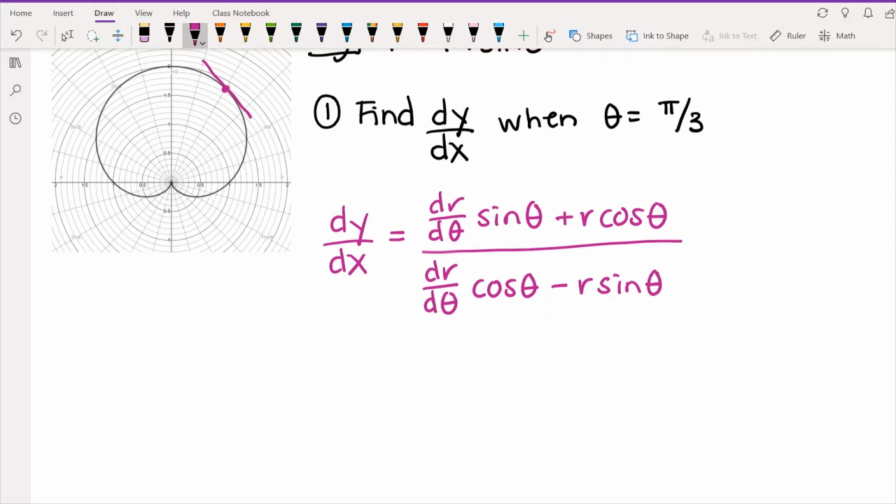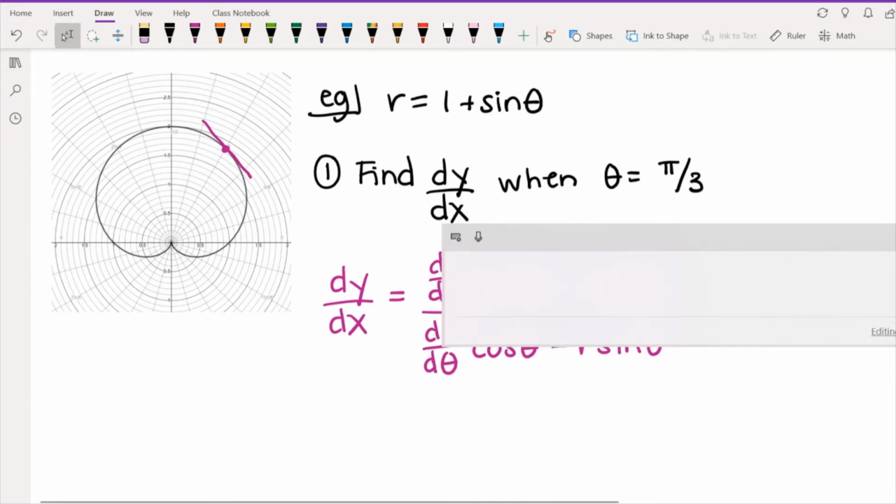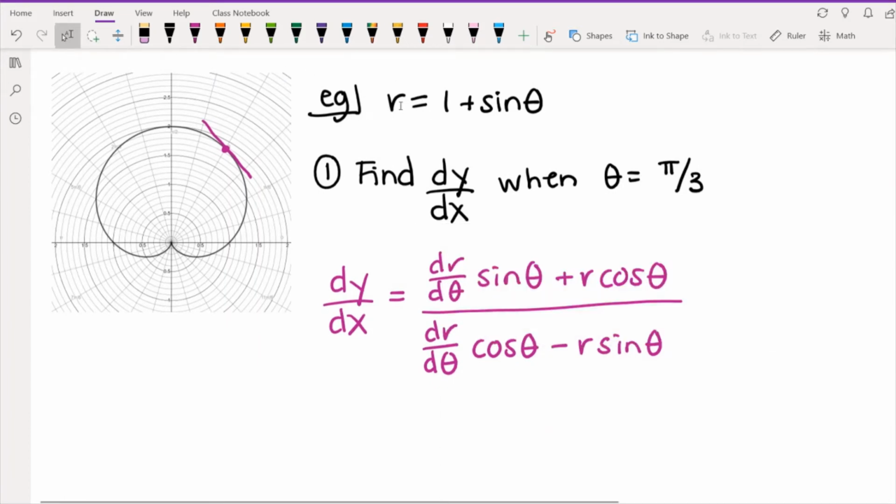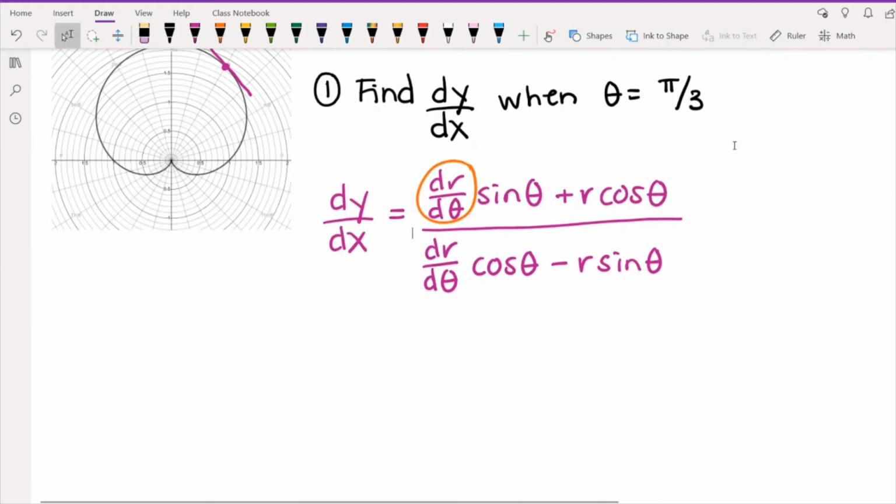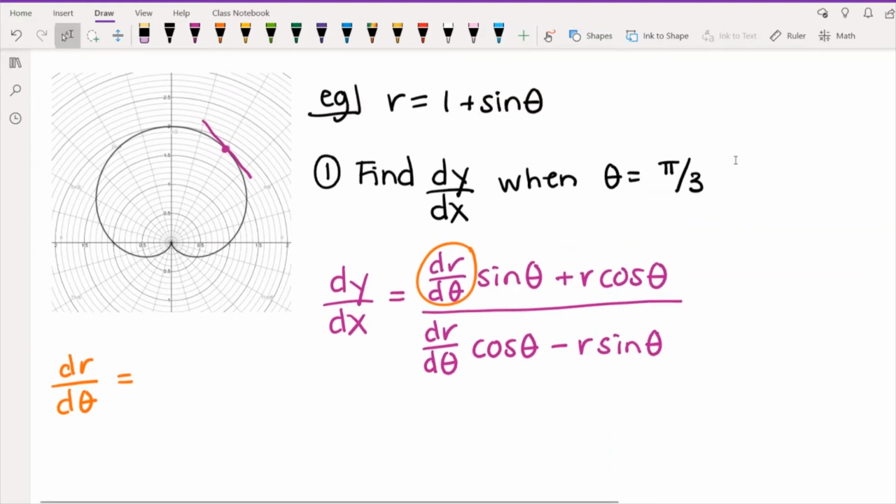So what is dr/d theta? Well, we just go up and look at our equation and take the derivative. r is a function of theta, so taking the derivative of r with respect to theta is just like taking a normal derivative. So dr/d theta is going to be equal to, if r is equal to 1 plus sine of theta, what's the derivative of that with respect to theta? It's cosine of theta. And then the other thing we're going to need to plug in is r. And so what is r? Well, r is just 1 plus sine of theta.